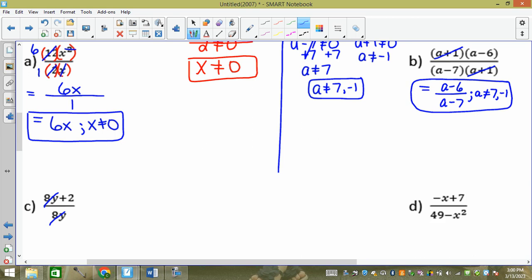Bad. First off, I should have done what? NPVs. Second off, I should have brackets, and then this would be attached, and then I would say this is 8y plus 2, and this is 8y, and they're not the same. Right? So many bad things happened right there.